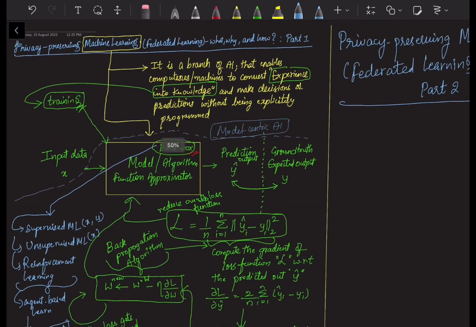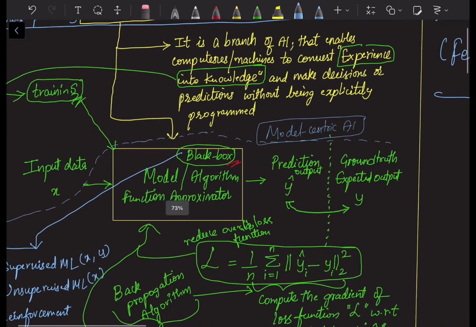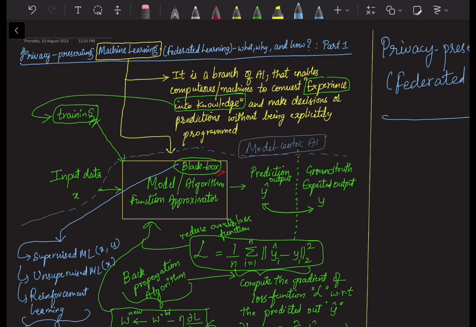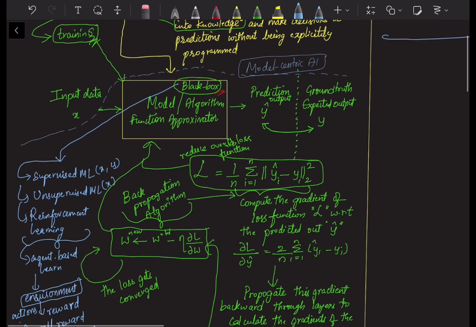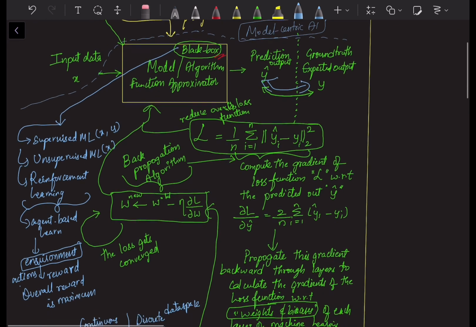So basically, we started with machine learning, explaining what it is and what it does. Basically it tries to convert experience into knowledge through a process called training, which involves a model and input and output data, where we give input data to a black box model that can be any model, algorithm, or function approximator, which gives us a prediction output, but we ourselves have a ground truth of the expected output, and we try to reduce the Euclidean distance or the error between the prediction output and the expected output, which we call the loss function.